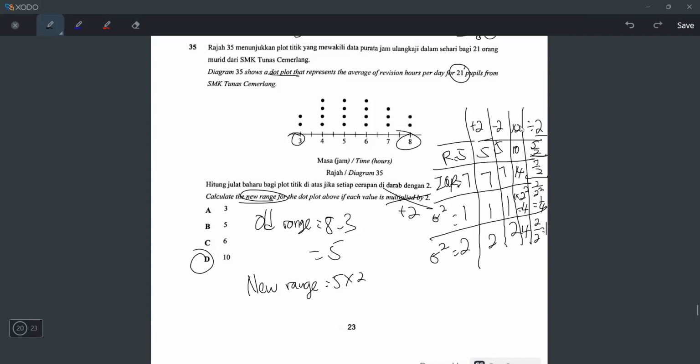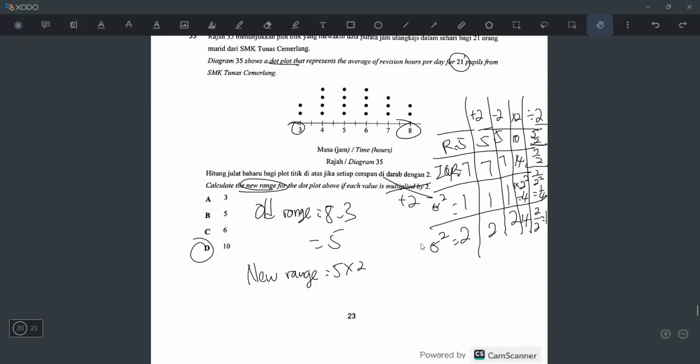But if it's multiplied by 2 or divided by 2, then it will change. And if you multiply by 3, then you times 3. If divide by 3, divide 3. And if it's variance, just add square. That's it. It's just variance that is special, that needs a square.